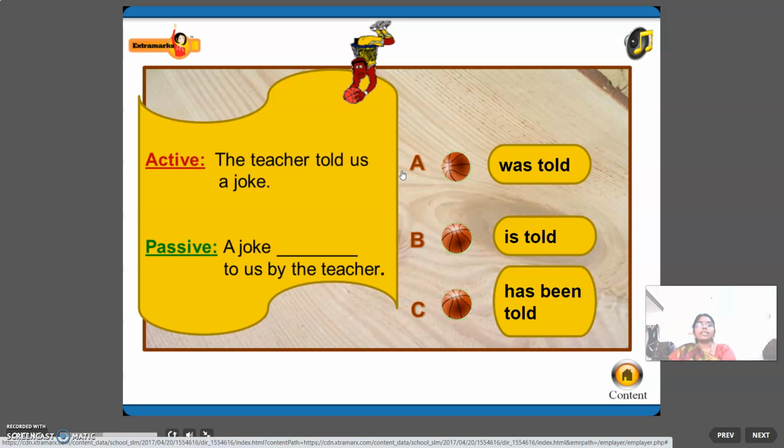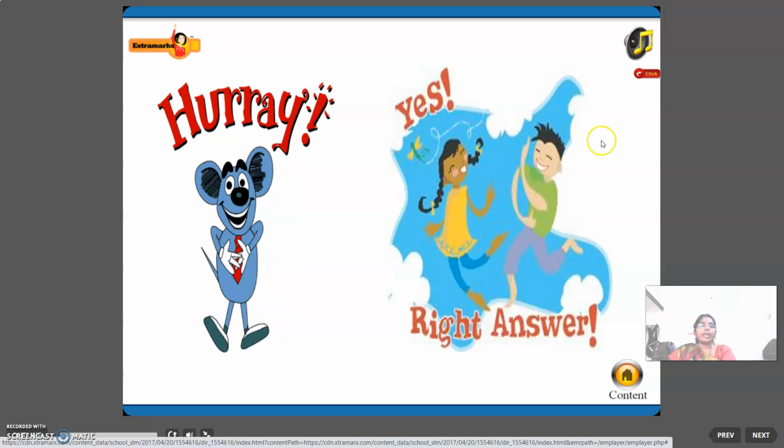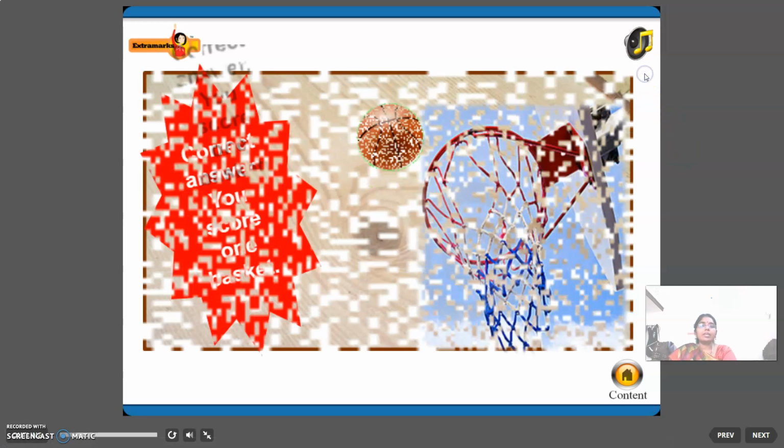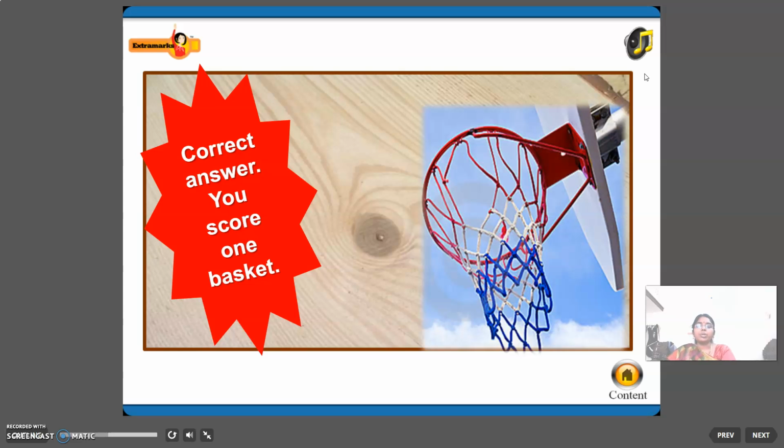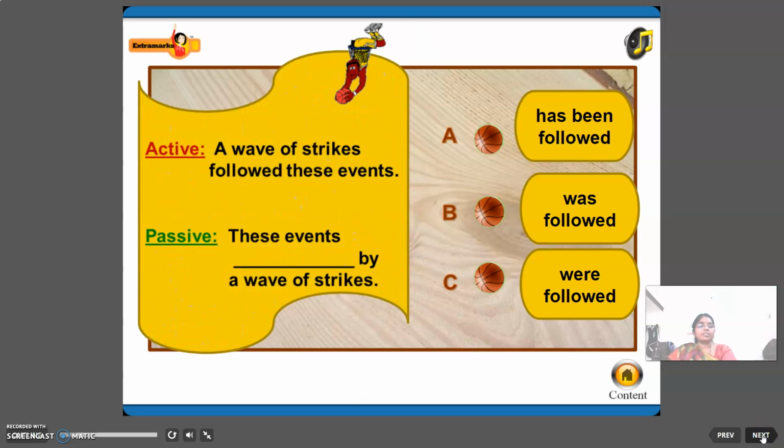Active voice: the teacher told us a joke. What should be the passive voice? A joke dash to us by the teacher: was told, is told, or has been told? Check it out. Teacher told, past tense. So let me select was told. So, right answer. Now I'm going to click correct. You score 1 basket. Okay, on behalf of you, 1 basket. Next, if it is a wrong answer, the ball will not fall into the basket.